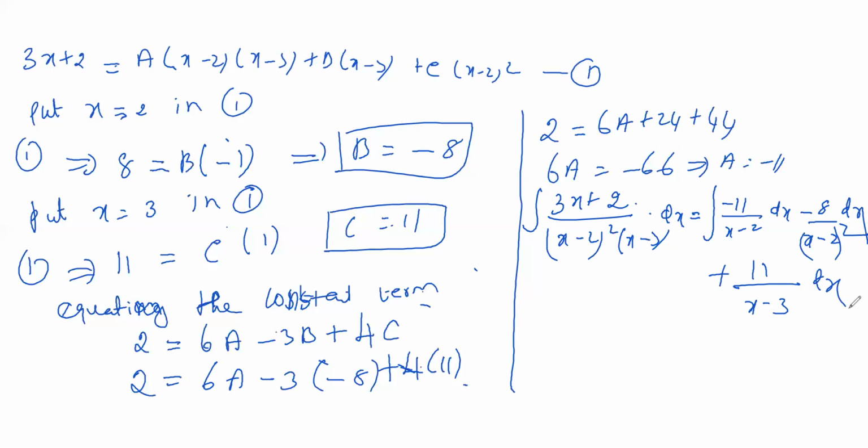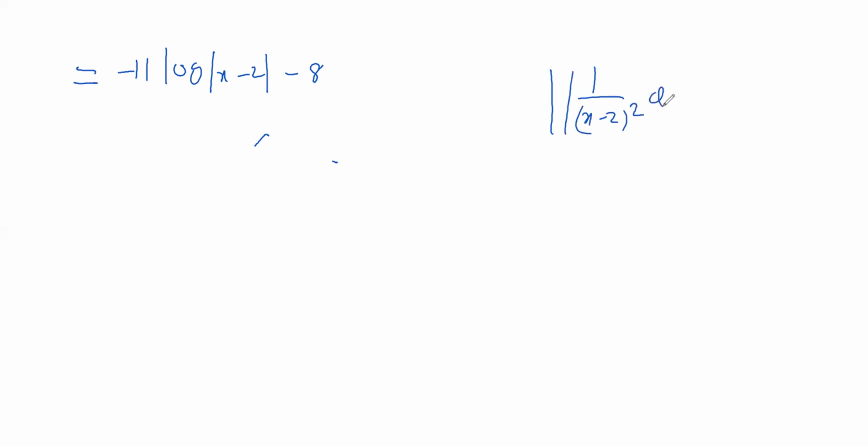Now the simplification is over, now coming to integration. What? Minus 11 into the integration of 1 by x minus 2, you know that is log of x minus 2. Then minus 8 outside, and once again you see the integration, 1 by x minus 2 the whole square. Simply 1 by x minus 2 is only log. Here it is what? x minus 2 power 2.